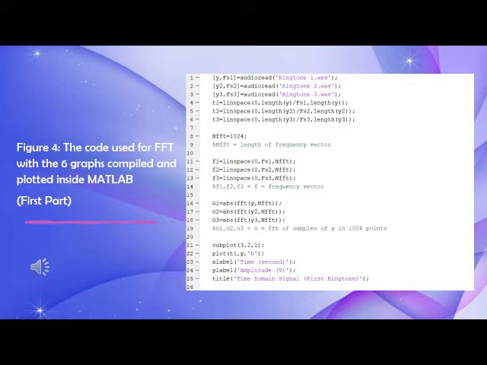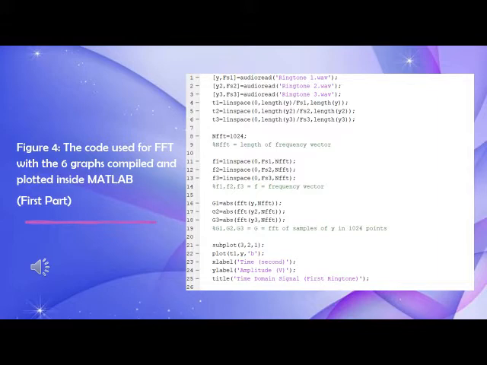Then, we set the length of frequency vector and FFT to be 2 power 10, which is 1024. The reason we set the FFT to be 2 power 10 is because all the ringtone samples are around 10 seconds in duration. After that, we're going to find the frequency vector for these 3 samples. Next, we have to determine the fast Fourier transform of sample y in 1024 points.